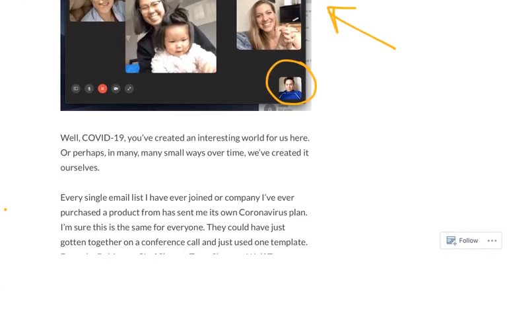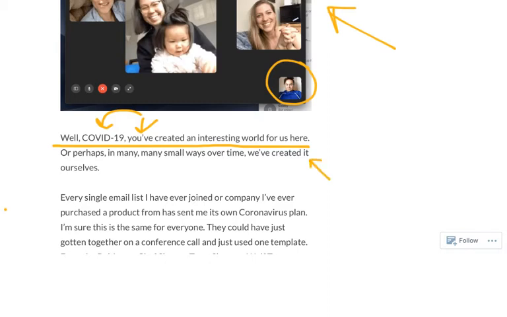Well, COVID-19, you've created an interesting world for us here. Or perhaps in many, many small ways over time, we've created it ourselves. So what's really interesting about her first line is that she's writing to COVID-19, which is an awesome, interesting way to start a blog because I have not yet seen any piece of writing that's been written to the coronavirus, instead of just starting with an interesting sentence about coronavirus.